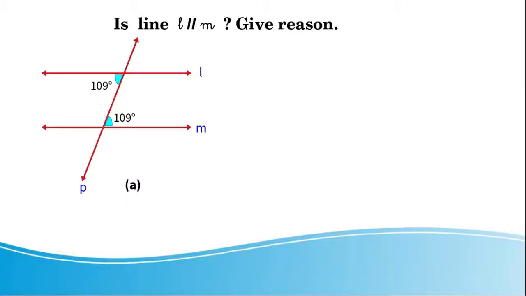Now you can answer these questions. Is line L parallel to M? Give reason. Look at this figure here. We want to check whether L is parallel to M or not. Two angles are given for you. What type of angle is this? They are alternate interior angles. Are they equal? Yes. All these given alternate interior angles are equal. So, L is parallel to M, because alternate interior angles are equal.